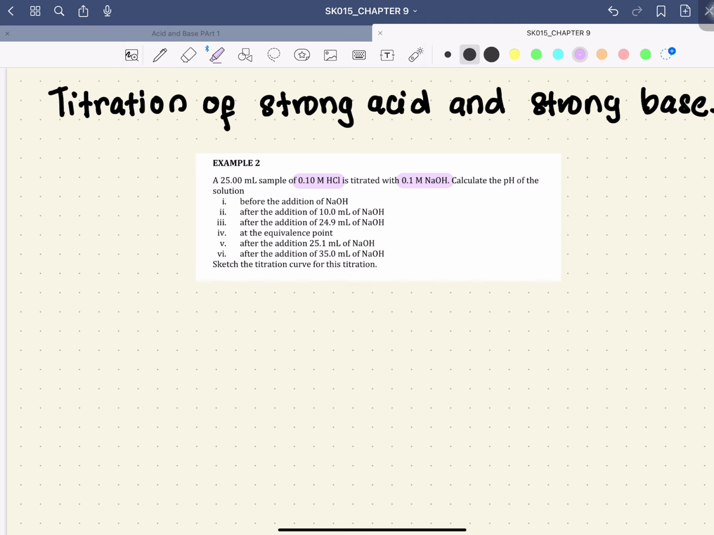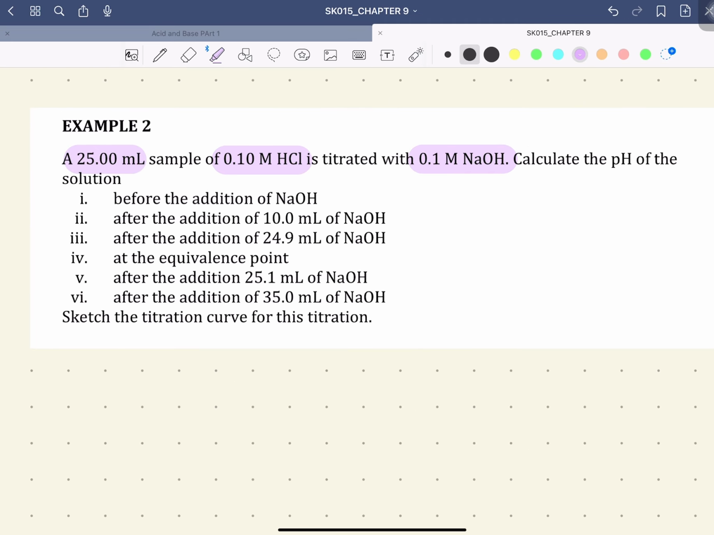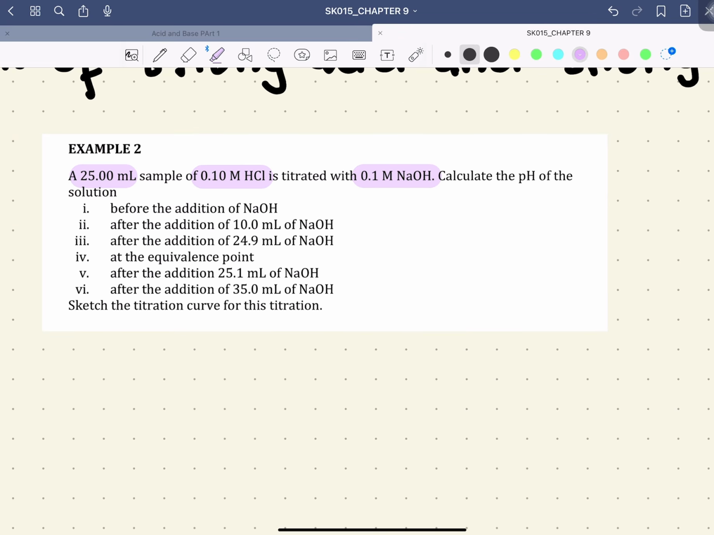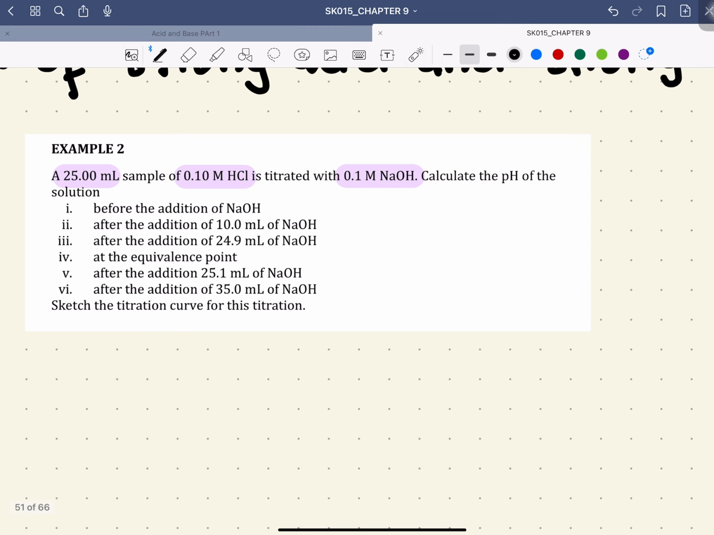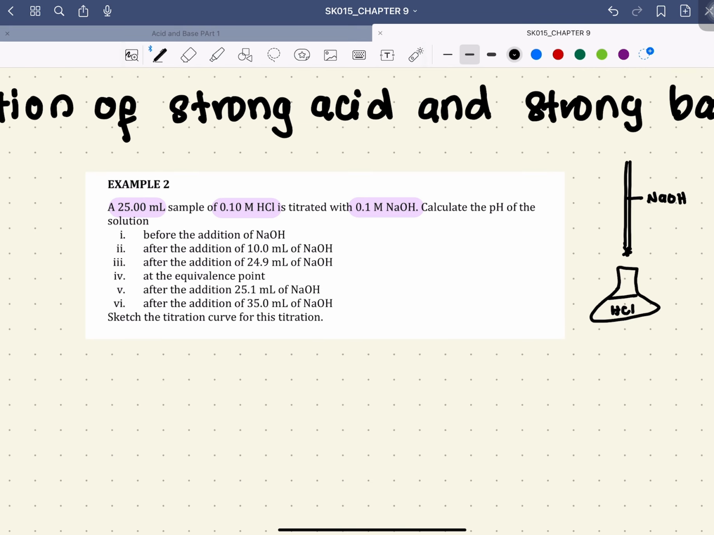If we look at this question as well, you are given a 25 ml sample of hydrochloric acid and 0.1 molar NaOH. Since we know the volume of the hydrochloric acid, the hydrochloric acid is the one in the conical flask, and the one in the burette is the sodium hydroxide. So you're doing a titration.